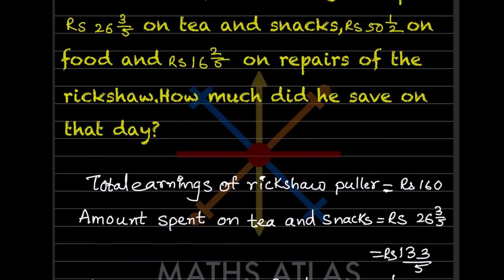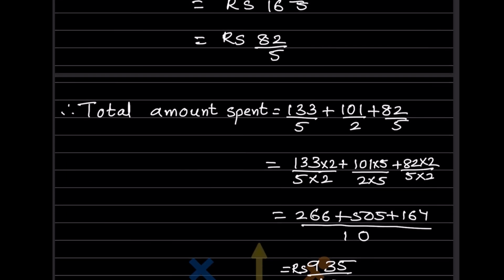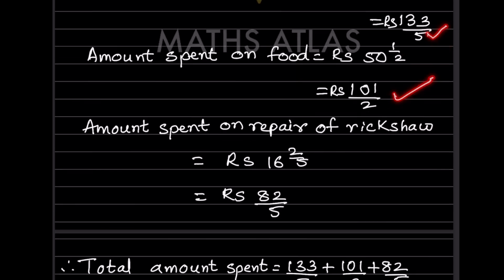So what did they ask here? How much did he save on that day? So you know this is the total amount spent. This is all he is spending, that is, on tea and snacks, on food, and on repair.